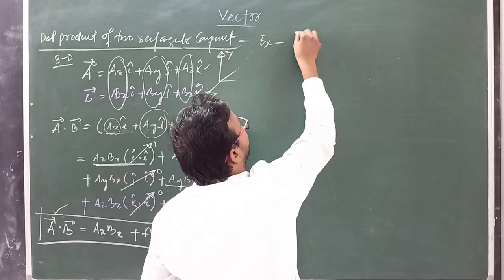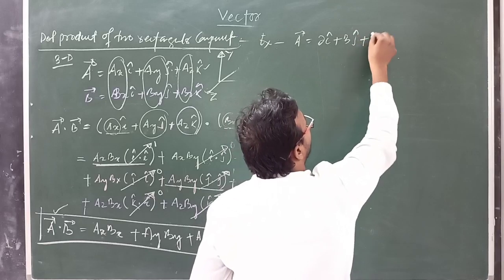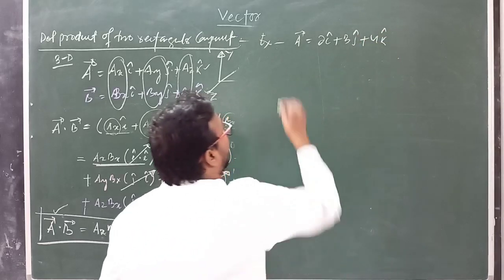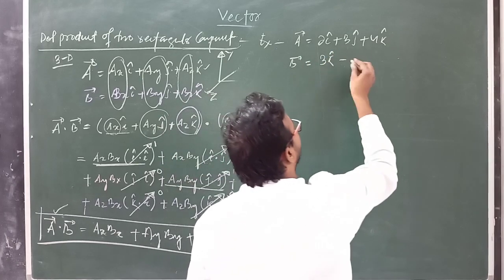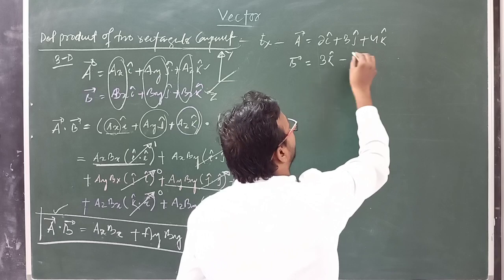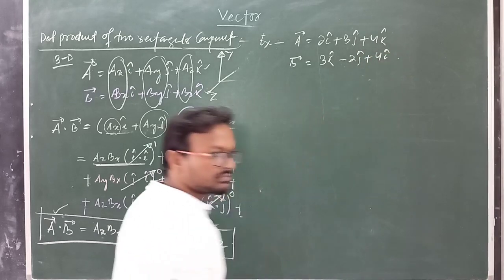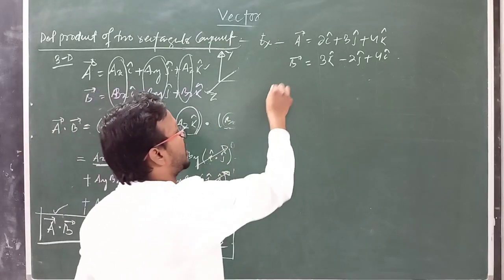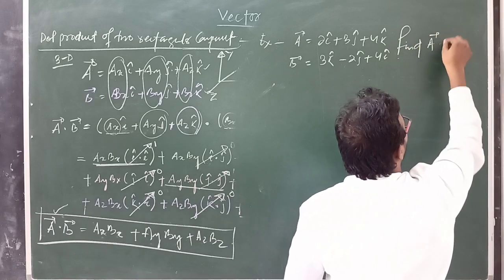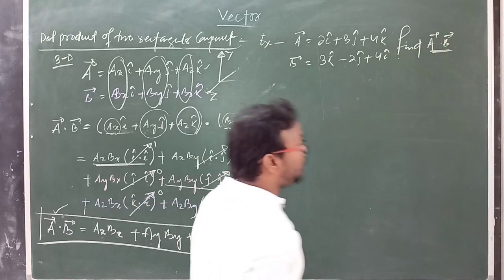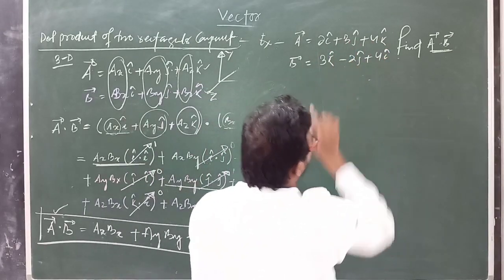a vector is given that is 2 i cap plus 3 j cap plus 4 k cap, and another vector b vector equal to, suppose, 3 k cap minus 2 j cap and plus 4 i cap. Now we have to find a dot b, or the question here is find a dot b vector. So first we have to arrange the terms i j k, but here i j k are in reverse order.